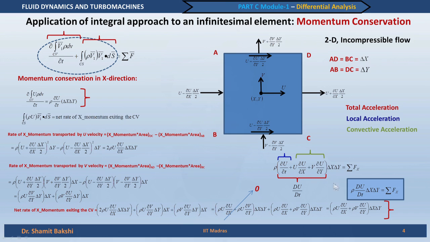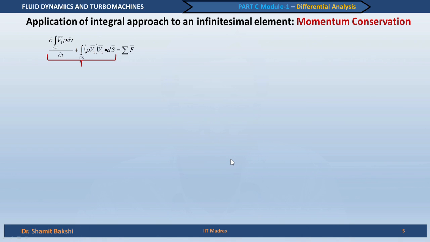So, finally, we can write our x momentum equation as rho du by dt multiplied by the volume is equal to the sum of the forces. Now, let us look at the second part. We have already described the left hand side. Let us look at the right hand side now. The right hand side is the sum of the forces. We will do that in the next slide. So, this is our complete expression.